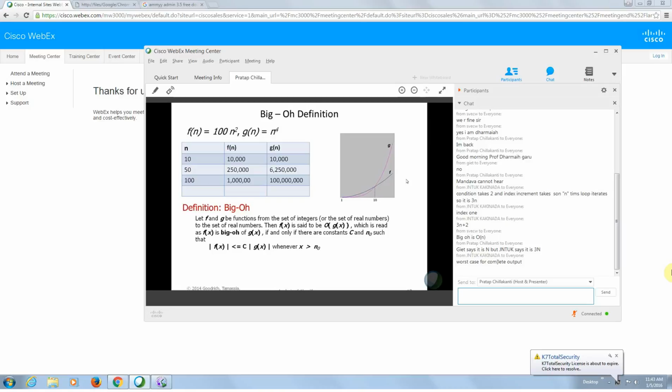So I'm defining big O in this slide, but before I do that, I want you to understand the example that I gave in the table here, because you need to understand these two things to understand big O. I've defined two functions here. One is function f of n equal to 100 n squared. Another function called g of n, which is n raised to 4.